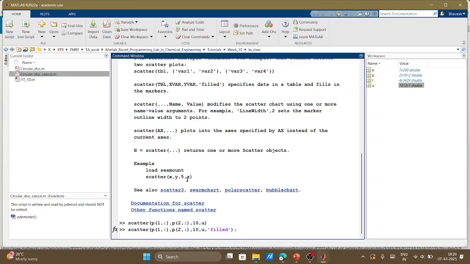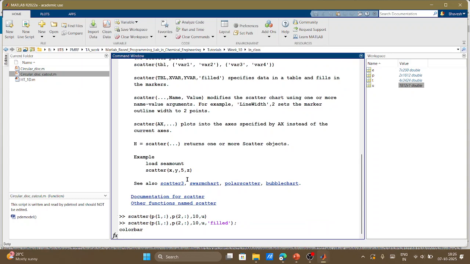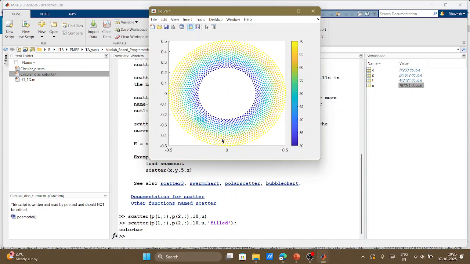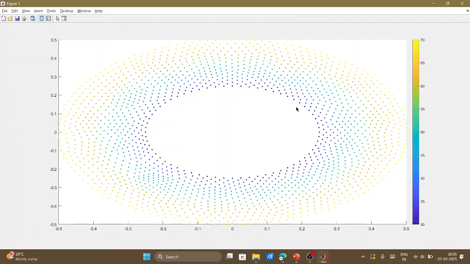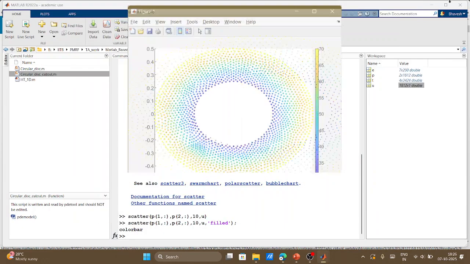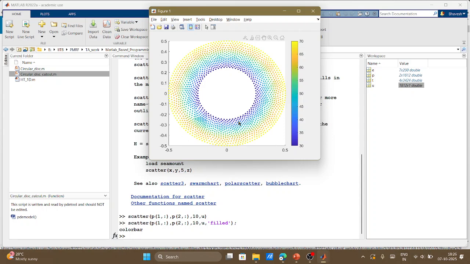You can do shift enter so that it won't execute the command. I can add a color bar also and do a plot, right? So this is how it will look. This is our circular cutout. Inside, a temperature value of 30 is given, the outside value is 70, and in between are the data points, right?